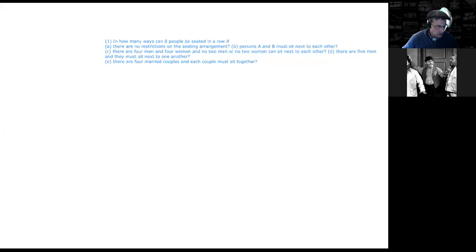Okay, so in problem one, we want to know how many ways can eight people be seated in a row in part A if there are no restrictions on the seating arrangement. Well, that's just a permutation, 8 factorial.